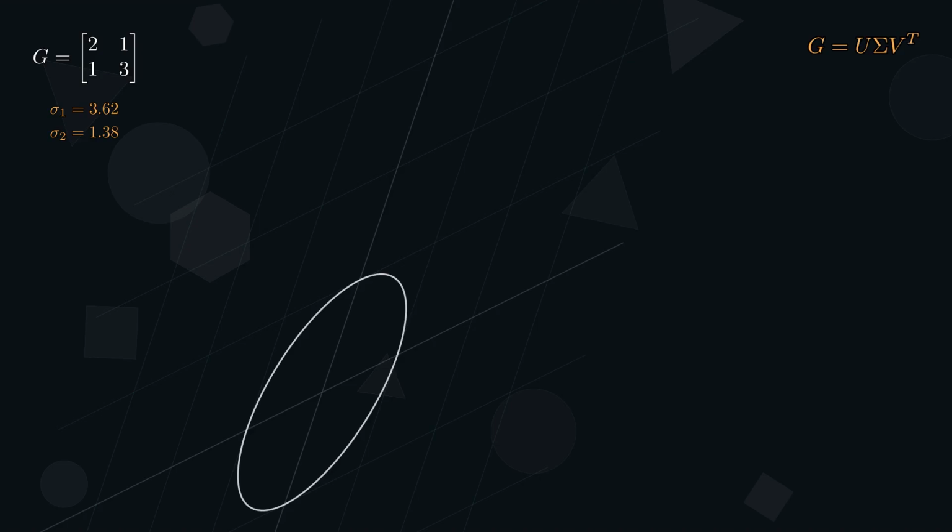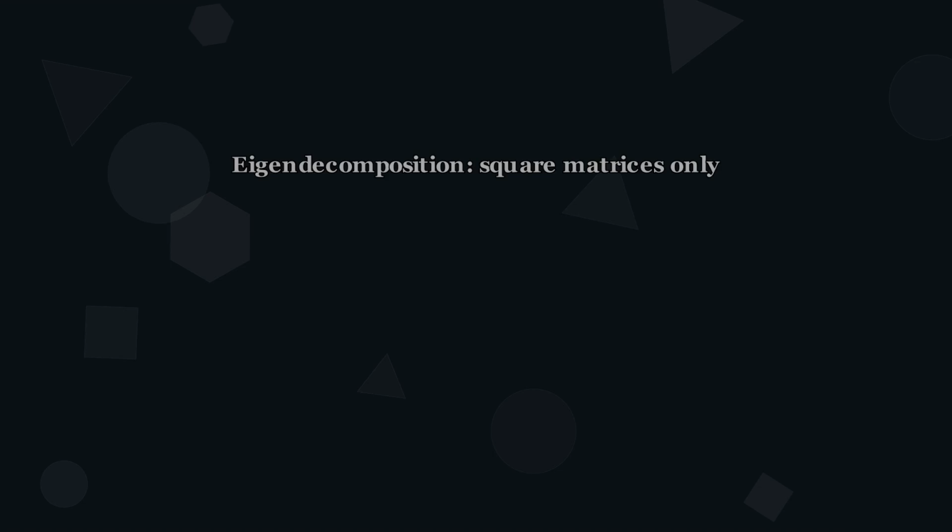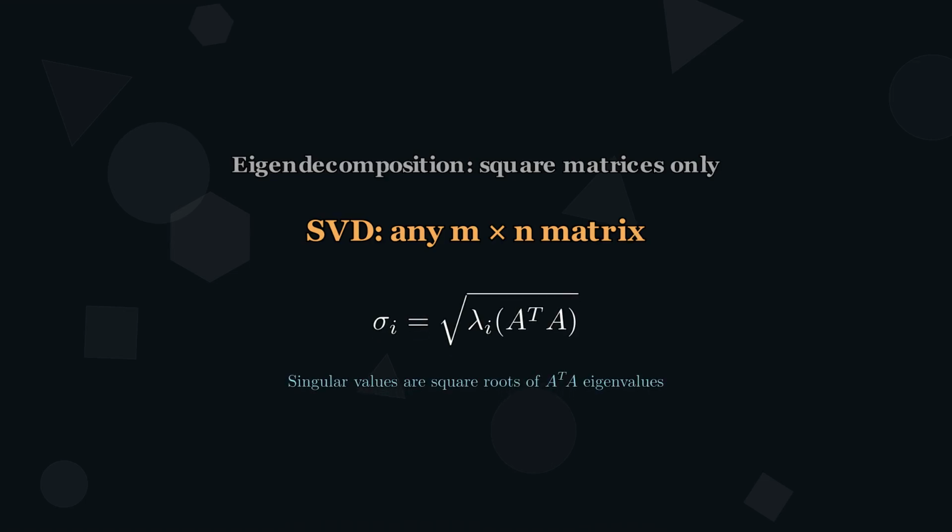This is what makes SVD so extraordinary. Eigendecomposition only works on square matrices. SVD works on any matrix. Rectangular, rank-deficient, anything. And the connection is elegant. Singular values are simply the square roots of the eigenvalues of A transpose A. Eigenvalues reveal the structure of square matrices. SVD reveals the structure of everything.